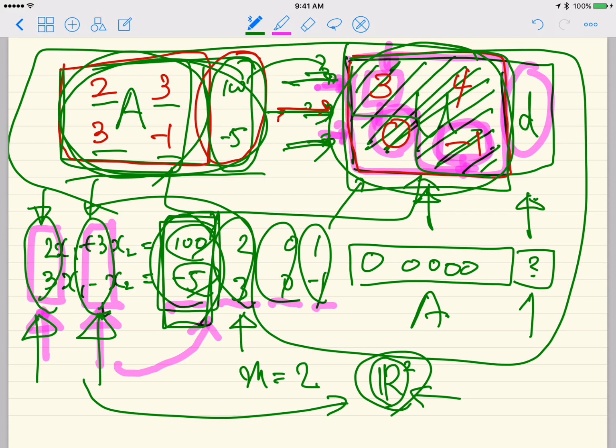Questions? Okay, so to help you understand this theorem, I created some MATLAB code.